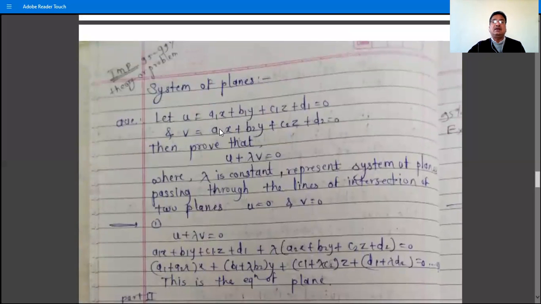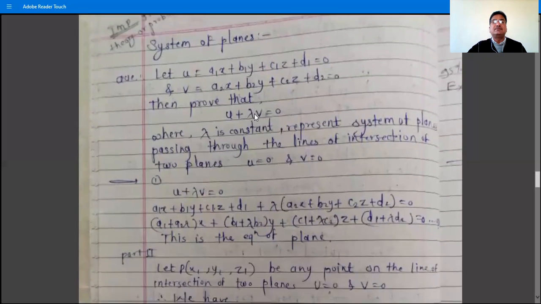Next is again an important point, that is the system of planes. So the question is: U is the notation for this equation of plane, A1x plus B1y plus C1z plus D1 is equal to 0. And another plane equation is A2x plus B2y plus C2z plus D2 is equal to 0. Suppose this is denoted by U and this is denoted by V. Then prove that U plus lambda V is equal to 0, where lambda is any constant, represents a system of planes passing through the line of intersection of the two planes, U is equal to 0 and V is equal to 0.